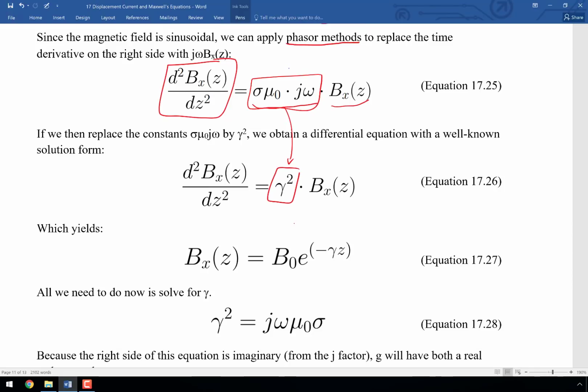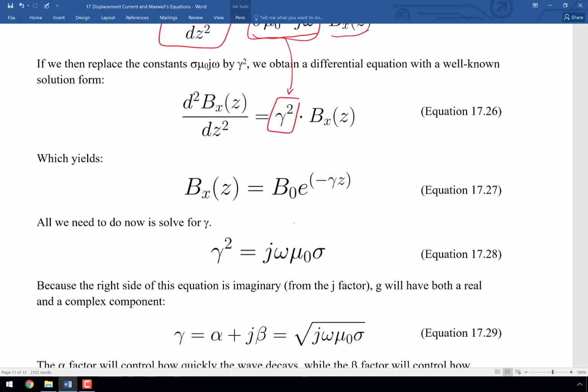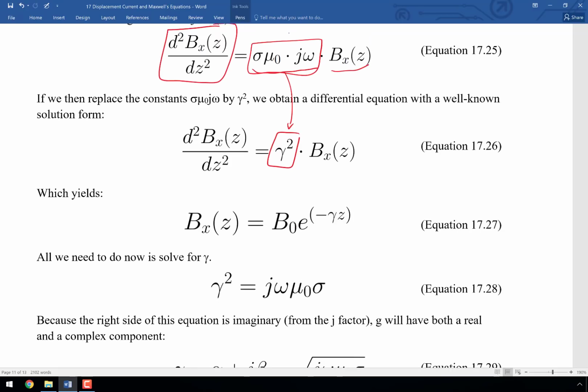If it's a spatial second derivative on the left and a constant times the function on the right, we end up with an exponentially decaying function as the solution. So equation 17.27 is the well-known solution to equation 17.26. But remember that gamma squared is replacing sigma times mu sub 0 times j times omega, and I've represented those right here.